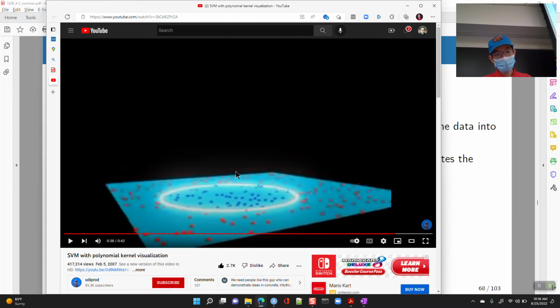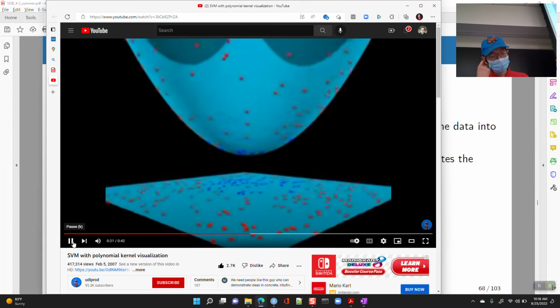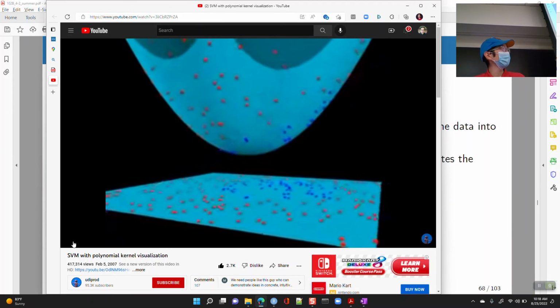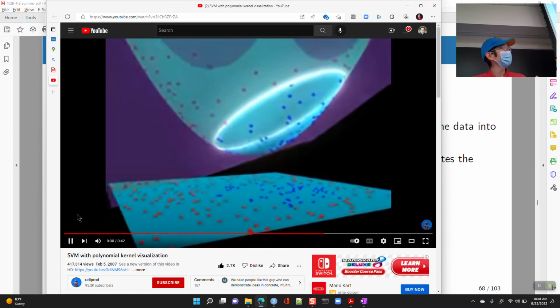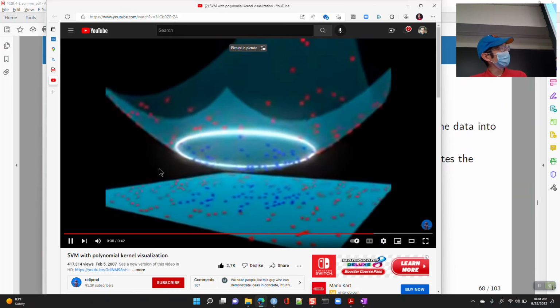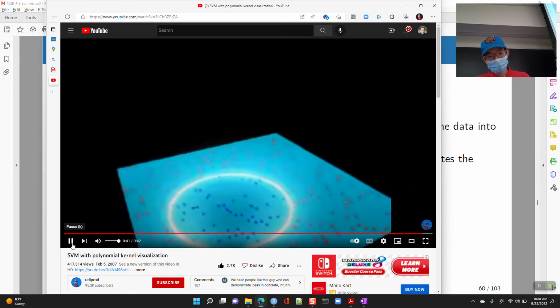Okay, so this hyperplane exists in 3-dimensional space, and it separates the blue from the red. In 3D, it is linear, right? It's a linear plane. So I guess it's not even a hyperplane, it's just a 3D plane, okay? And the shadow of its boundary now forms a circle over here.